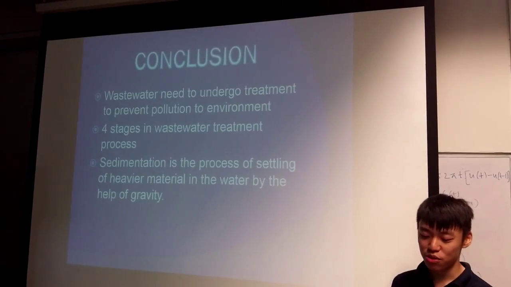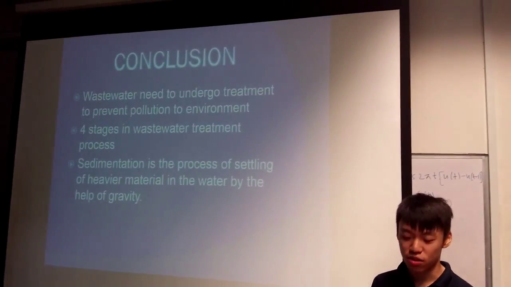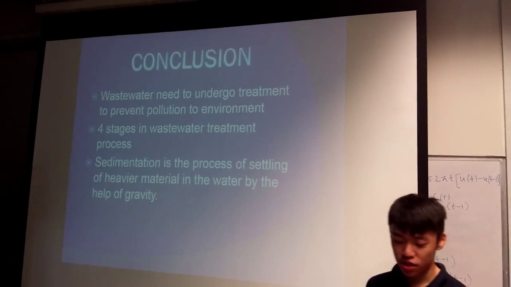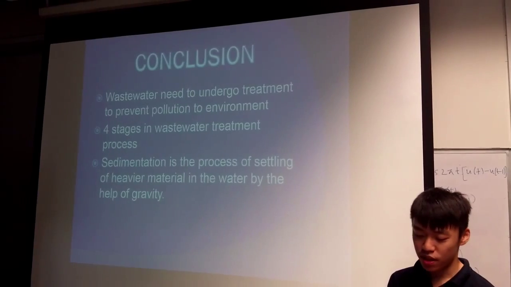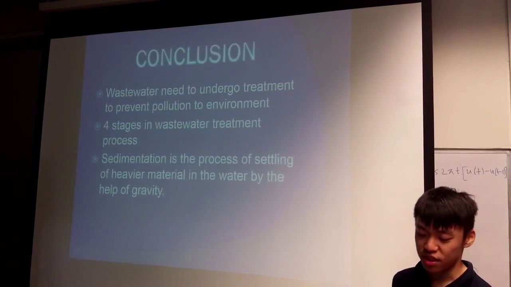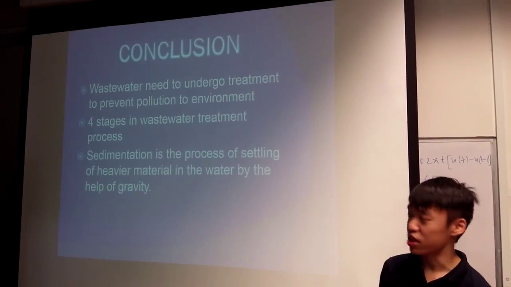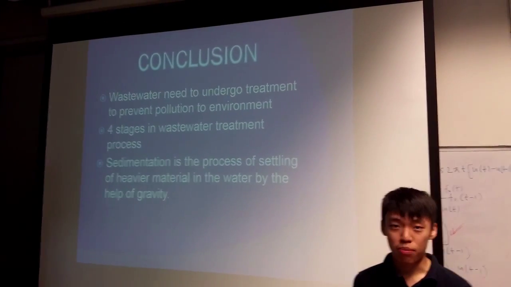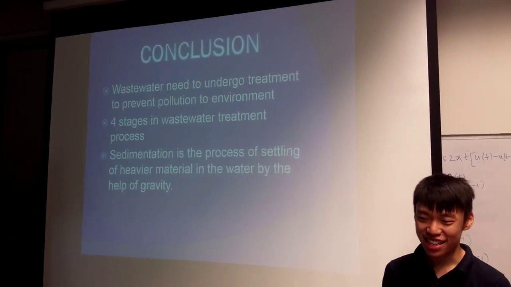Wastewater that comes from households and industry needs to undergo a treatment process before it is released back to nature. This is because wastewater might contain materials that will pollute the environment. Therefore, in wastewater treatment, there are 4 stages which the water needs to undergo, namely preliminary stage, primary stage, secondary stage, and tertiary stage.